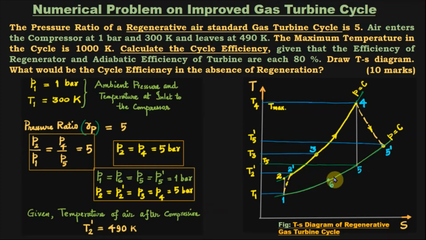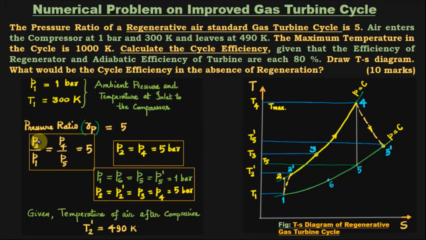Remember, this is a constant pressure line in the TS diagram, and the higher pressure level is this one. This represents the constant pressure line, and the various state points on the higher pressure line are 2, 2 dash, 3 and 4. Therefore, P2 is equal to P2 dash is equal to P3 is equal to P4. What is the higher pressure?